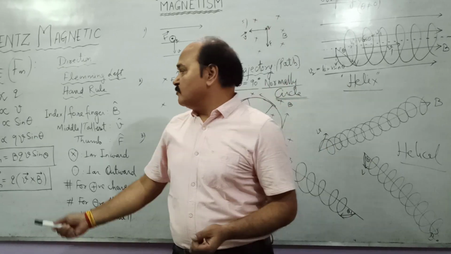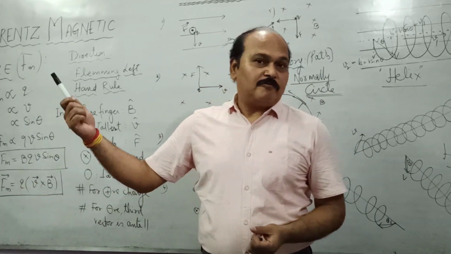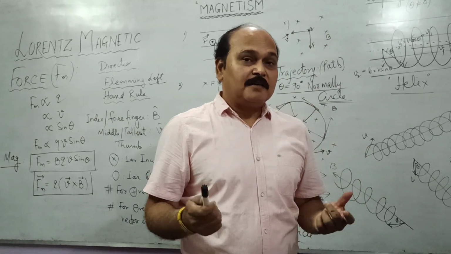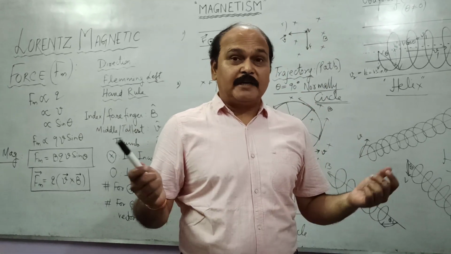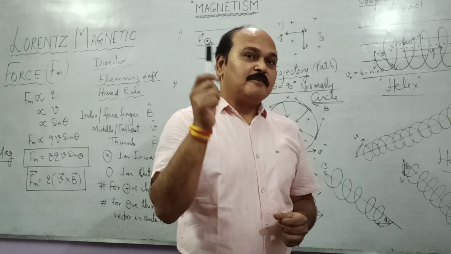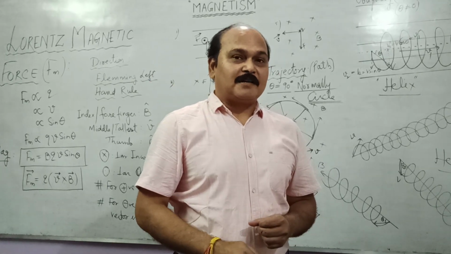Why? Because there is no force. When theta is 0 or 180 degrees, sin theta, sin 0 is what? 0, and sin 180 is 0. So when there is no force, there is no change of path, it remains rectilinear.